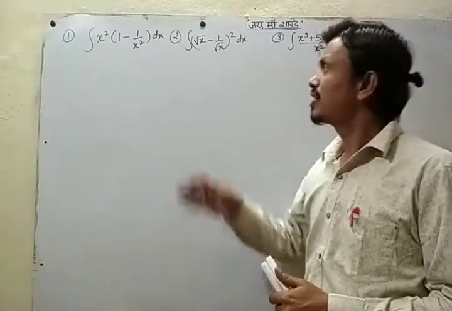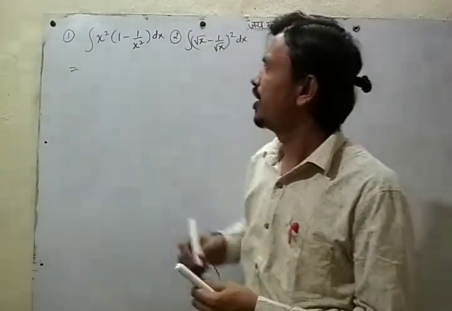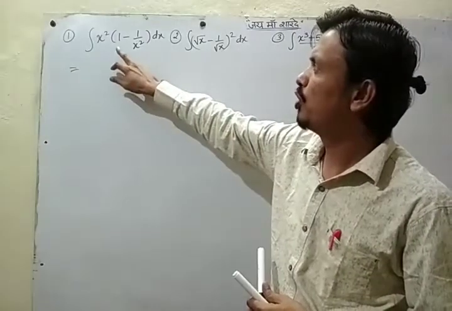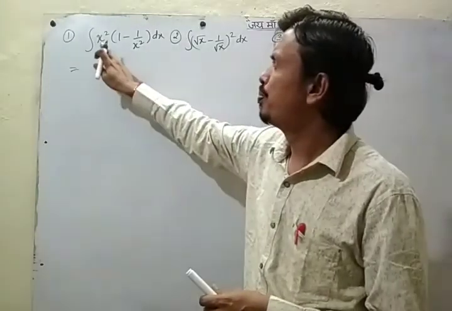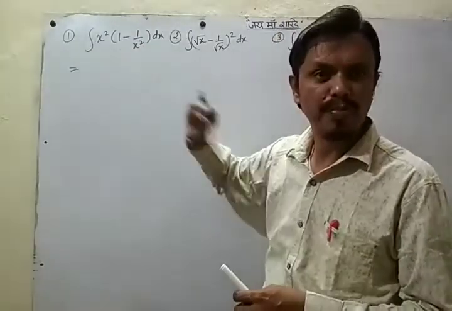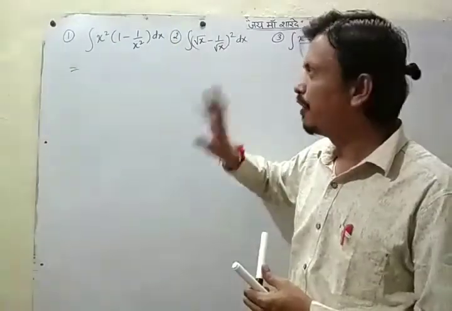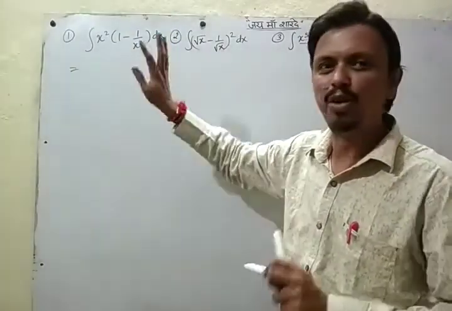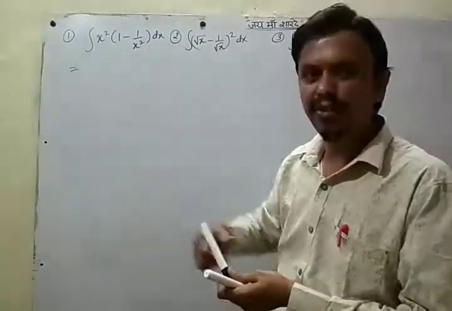Okay students, so let's start. We will solve some questions. We have to find the integral of x square into 1 minus 1 by x square. So here we have a product of two functions. Our function should be in our standard form. Do we have any formula like this? No. And we did not see any formula for a product of two functions. So let's simplify this first.